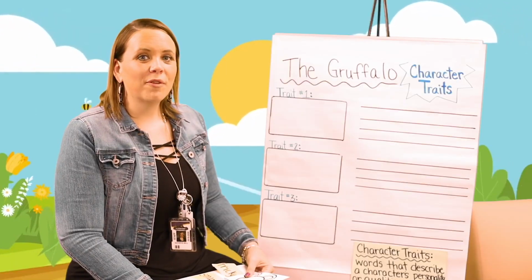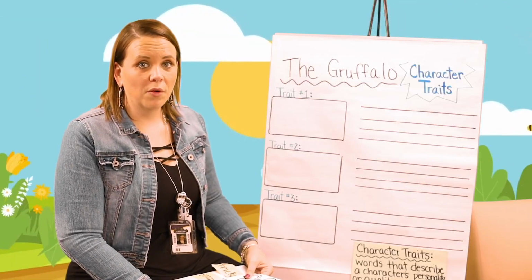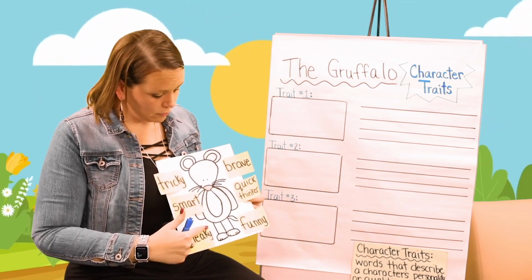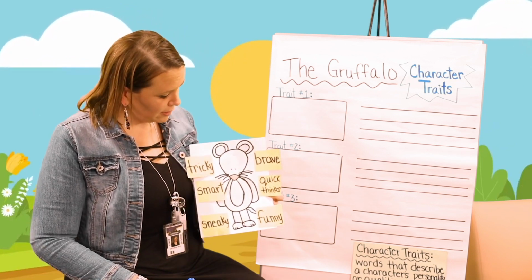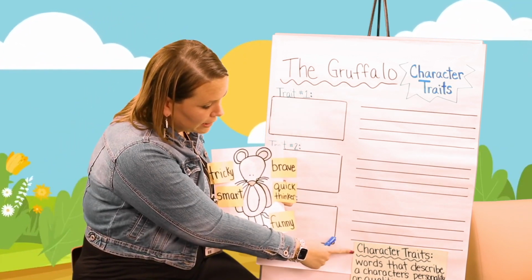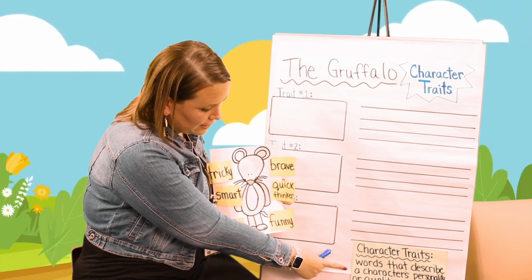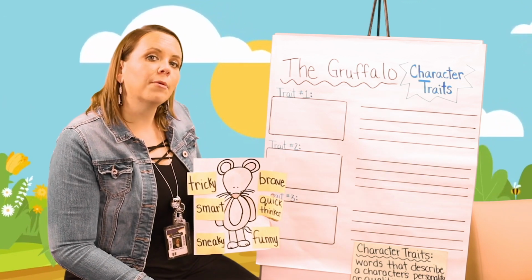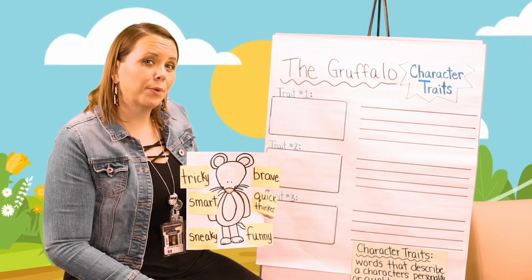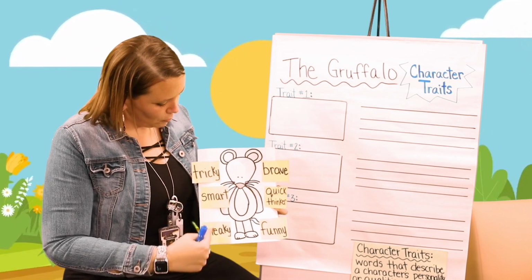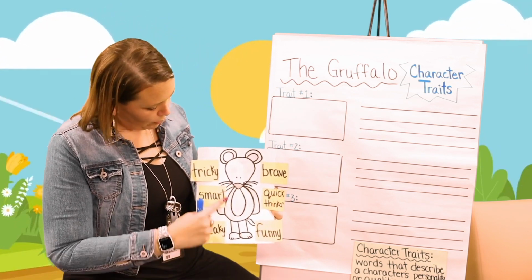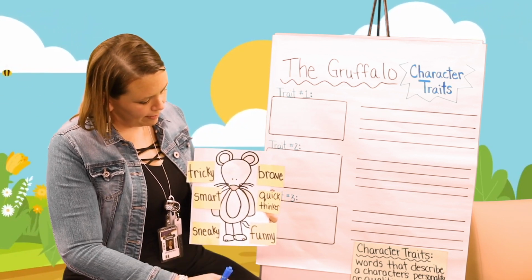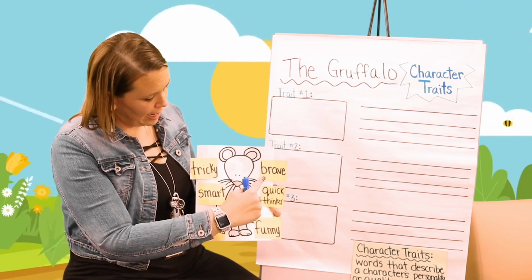The end. Okay, friends, now that we've finished reading The Gruffalo, I have made something to help us with our character traits. This is our mouse. These are the character traits that I thought would describe him. Now remember, character traits are words that describe a character's personality or qualities that make them who they are. Remember, you were to think about how you would describe the mouse while we were reading? So what I did is I took some words that I thought described the mouse. We have tricky, smart, sneaky, funny, a quick thinker, and brave.